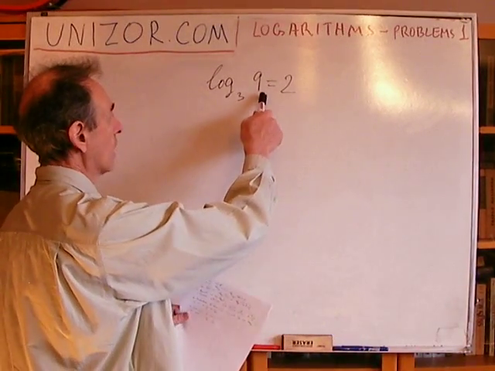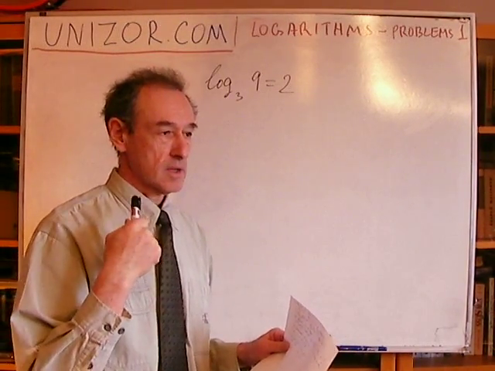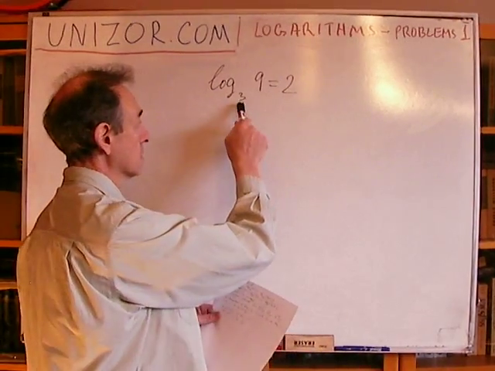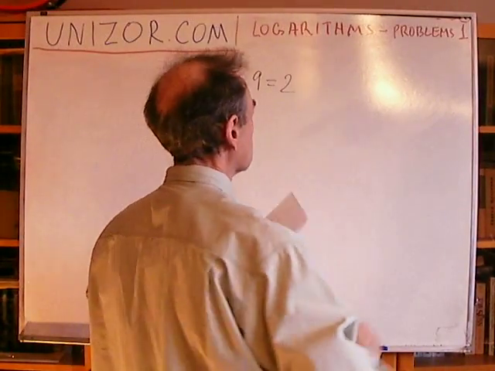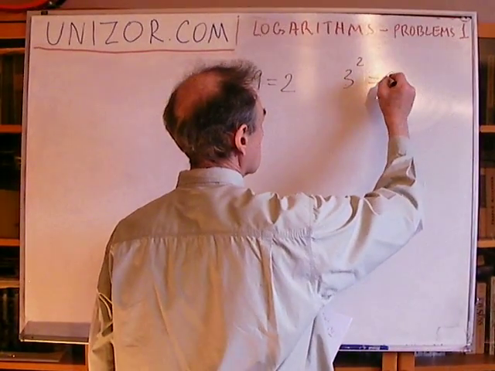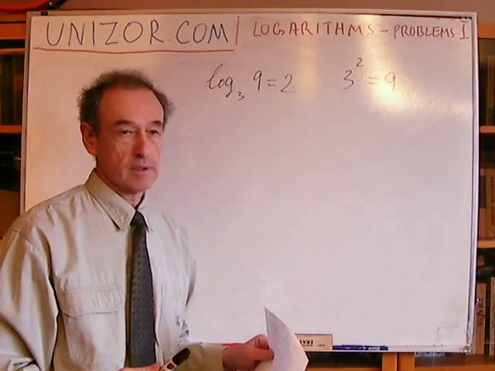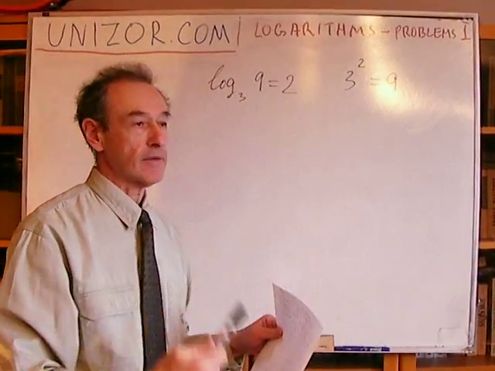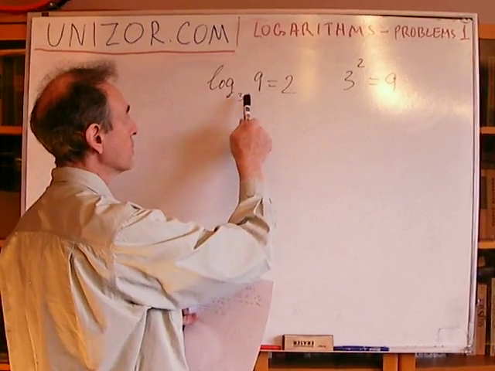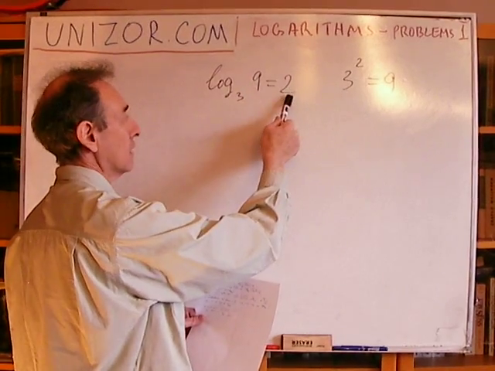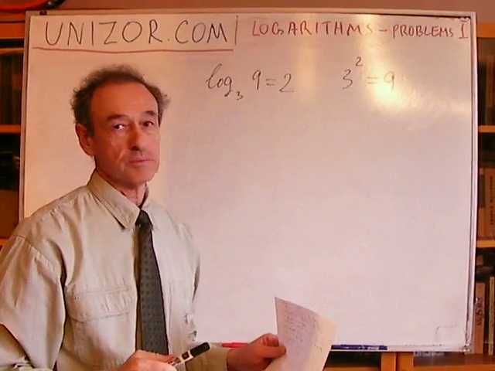Okay, the logarithm of 9 with base 3 is the power we have to raise 3, the base, to get 9. Now, obviously, this is 2, because 3 to the power of 2 is equal to 9. So these two forms are equivalent to one another. And to convert one into another, you really have to understand what logarithm is about. So again, since this is the power to which 3 is supposed to be raised to get 9, and obviously 3 to the second power is 9, that's why it's equal to 2.